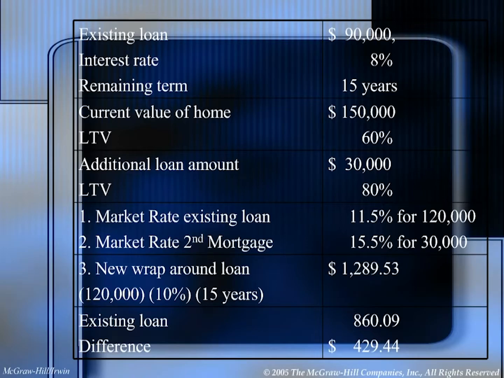So let's say we want to borrow some additional money. We want to go to the 80% rate. So we'd figure out, if we borrowed $30,000, plus you'd have the 90, that'd be 120 divided by the 150. That would be an 80% loan.